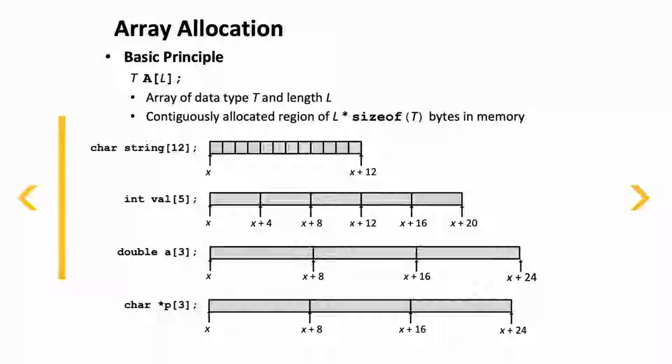So we see some examples here. For character type arrays, you remember a char is only 1 byte, so we're going to have a total of 12 bytes allocated for a char array with a size of 12. Integers, on the other hand, have a length of 4 bytes. So if we allocate an array for 5 integers, we're going to have a total of 20 bytes of space allocated, again contiguously. This all has to get allocated together.